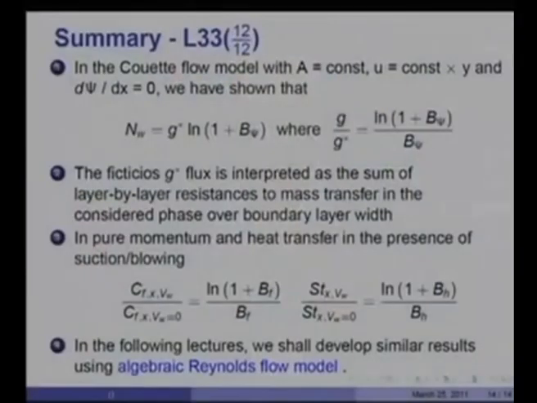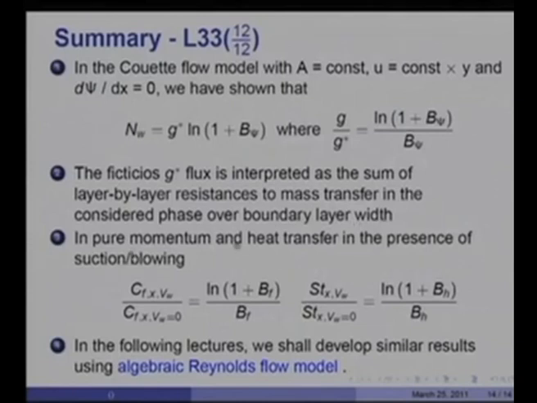So, finally, in summary then we can say that the Couette flow model with area equal to constant and u equal to constant times y and d psi by dx equal to 0 gives us the formula Nw equal to G star ln 1 plus B psi, where G over G star is equal to ln 1 plus B psi by B psi. We interpreted the G star flux as the sum of the layer by layer resistances to mass transfer in the considered phase over the boundary layer width.